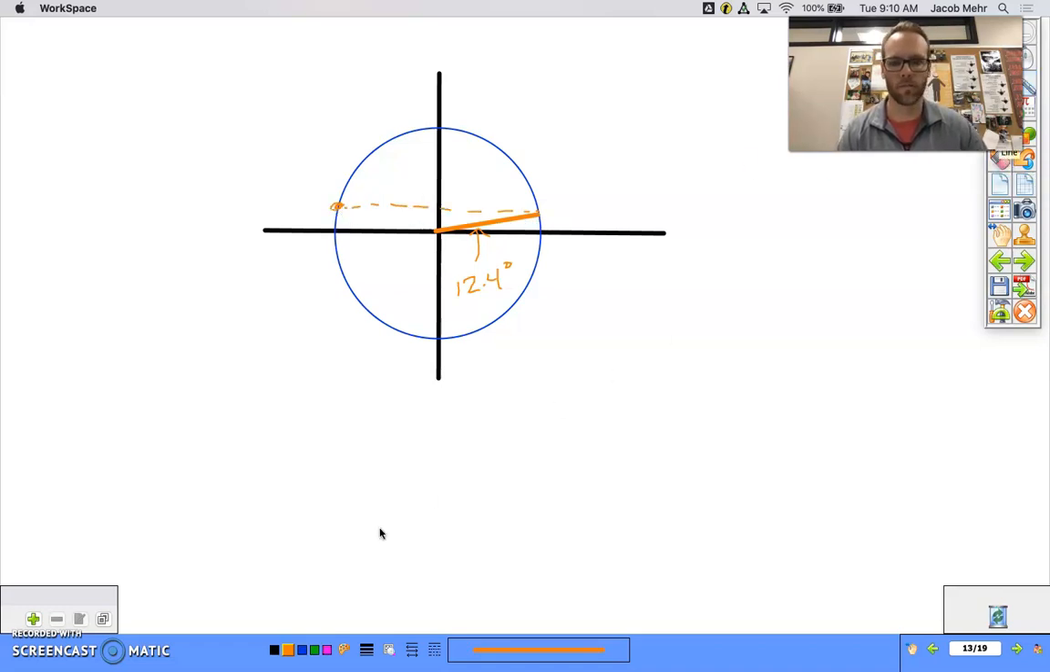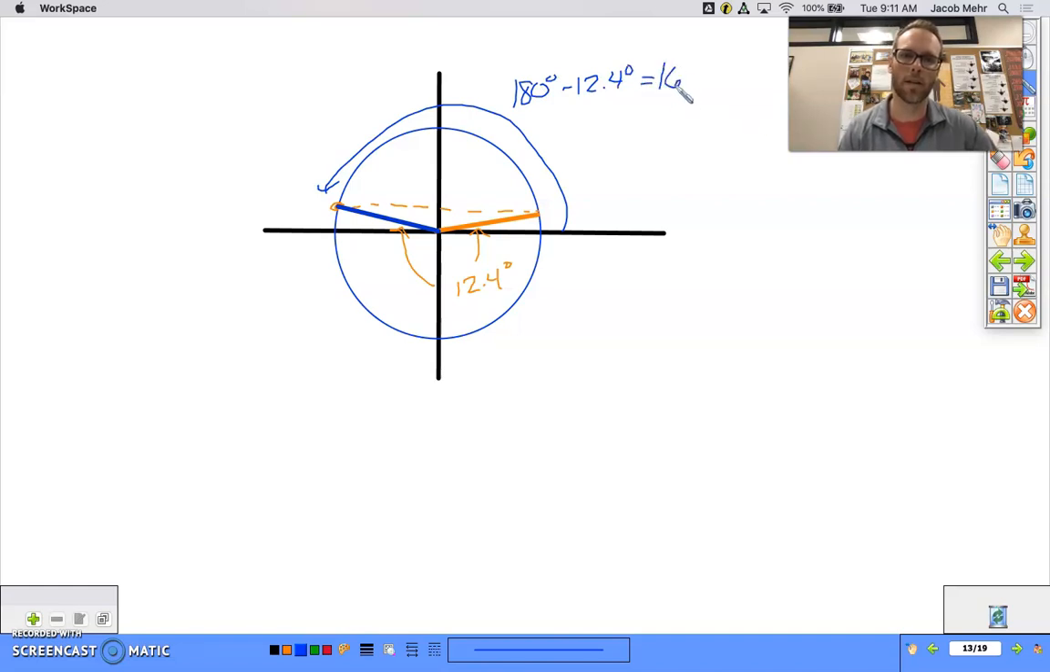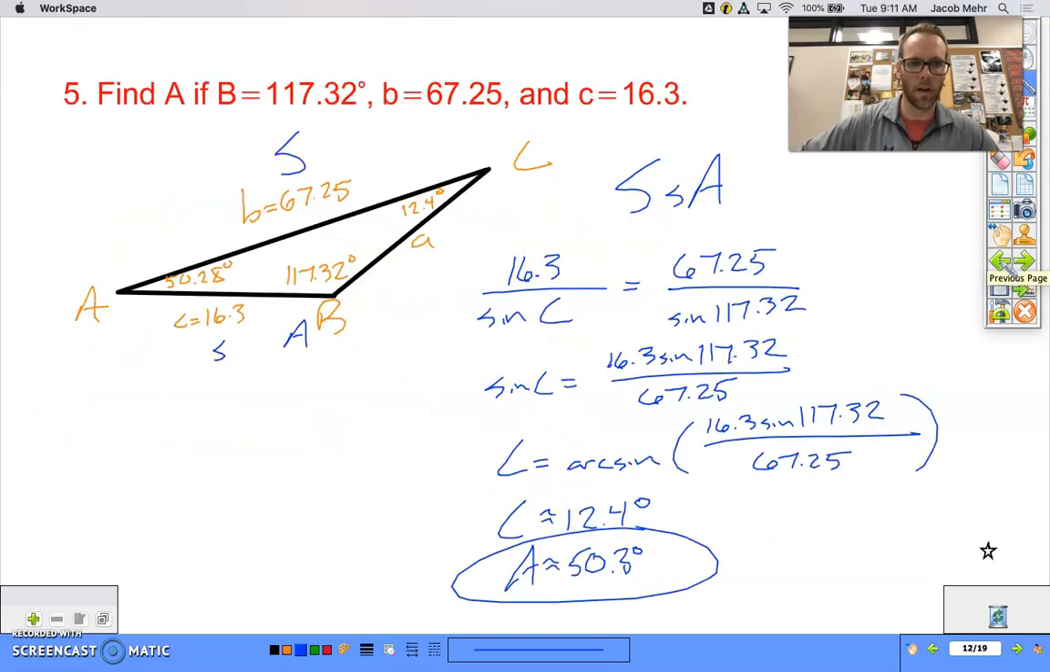This one does. So I know this is also 12.4 there. So this angle from here all the way to there is 180 minus 12.4 degrees, which is 167.6 degrees. Did I do that right? 180 minus 12.4, 167.6 degrees. There we go. So we could say C is about 167.6 degrees.